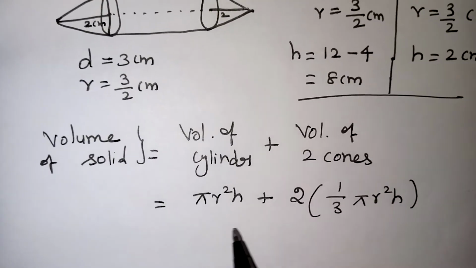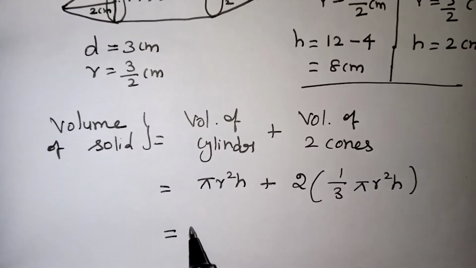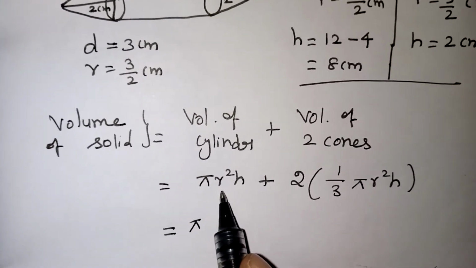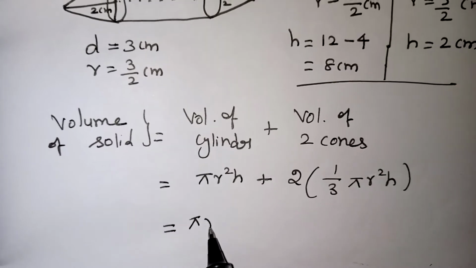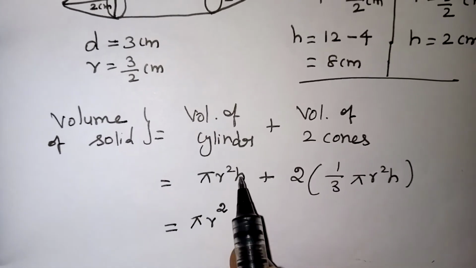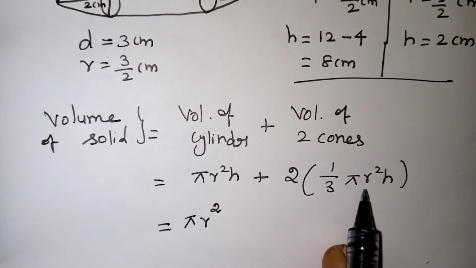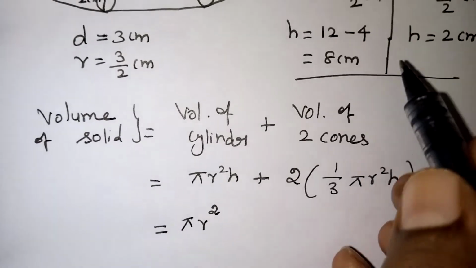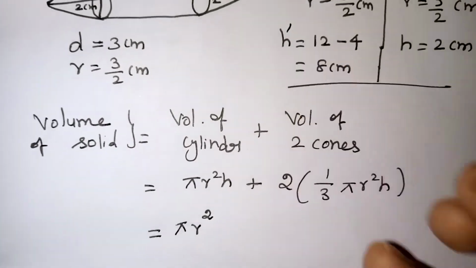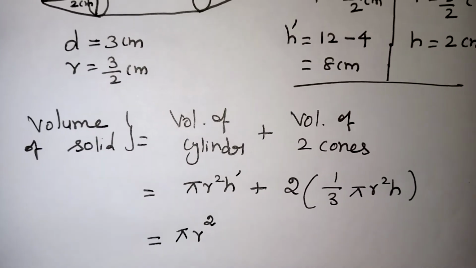Now after writing this, take the common terms outside. So here pi, here also pi, common. Radius here also same radius, here also same radius. So we can take the r squared also outside. H we cannot take it outside, because for cylinder height is different, cone height is different. So we cannot take it out. To differentiate you can take it. Cylinder height we can take it as h dash. So here the cylinder formula you can write the h dash also, or h1 also you can take it.